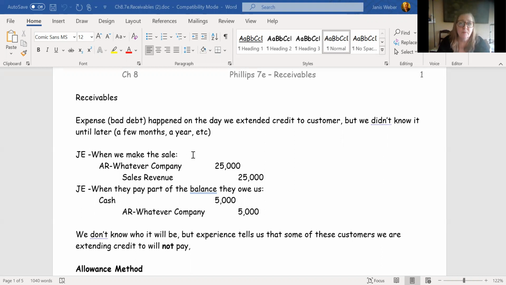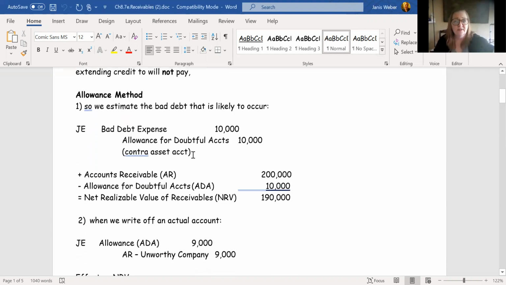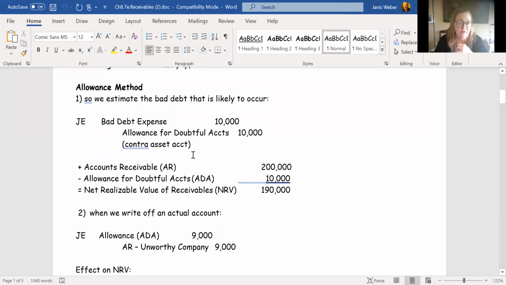Okay, so then when the customer pays part of that balance, you know how it works. It's the same that we learned at the very beginning of the course. We debit cash, we credit the accounts receivable for that customer. So their balance just keeps going down every time they make a payment. But what happens is we're going to estimate an amount that might not be collectible from someone, and we don't know who it is, so we can't attribute it to a certain person's account. So we build this allowance account by making a journal entry at the end of the accounting period that debits bad debt expense and credits the allowance for doubtful accounts, which is a contra asset account.